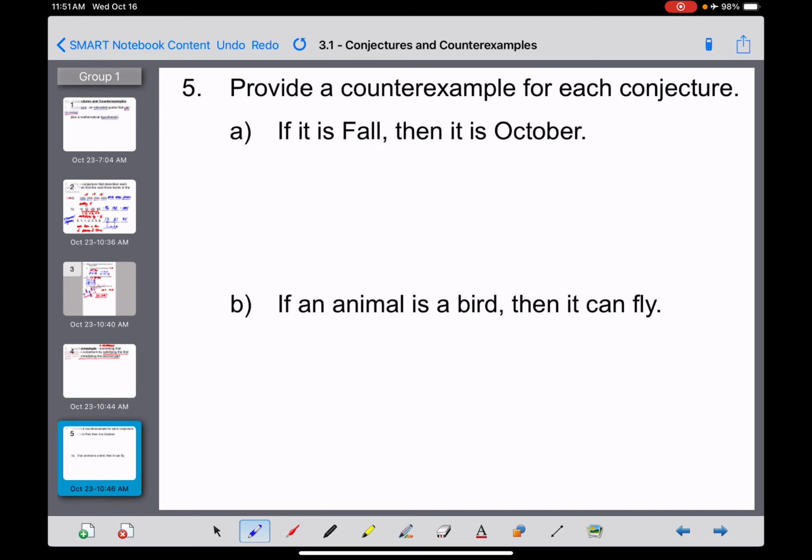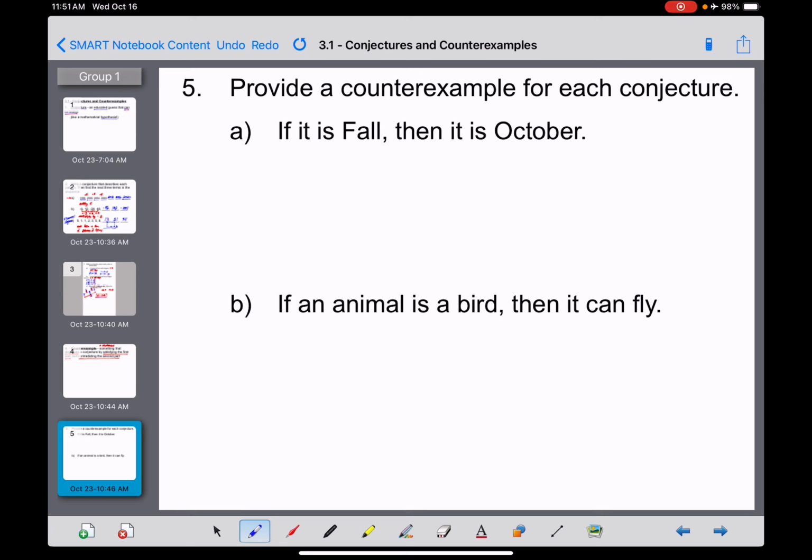Let's take a look here, guys. We are going to provide a counterexample for each conjecture. Now, right there, the directions are already telling you something. You couldn't provide a counterexample for a conjecture if it were true. By them asking us for a counterexample, they're telling you right now that each of these statements is false. Now, here's the big kicker, guys. For a statement in mathematics to be true, it has to be true all the time, 100%.